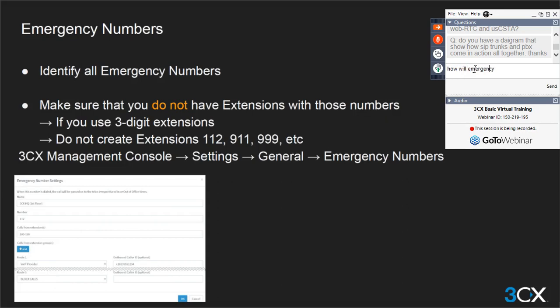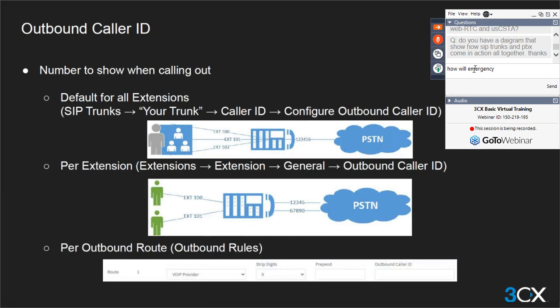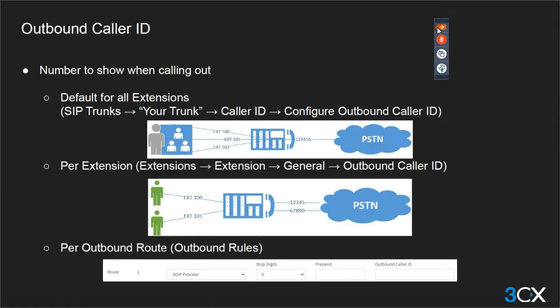Now moving on to the outbound caller ID. The caller ID is the number the PBX sends out to the PSTN network and the receiver of the call sees on their display. 3CX offers 3 ways of manipulating the caller ID. Okay, so the first way is to configure caller ID that will be used from all extensions when making an outbound call. Now, this is a default one, right?